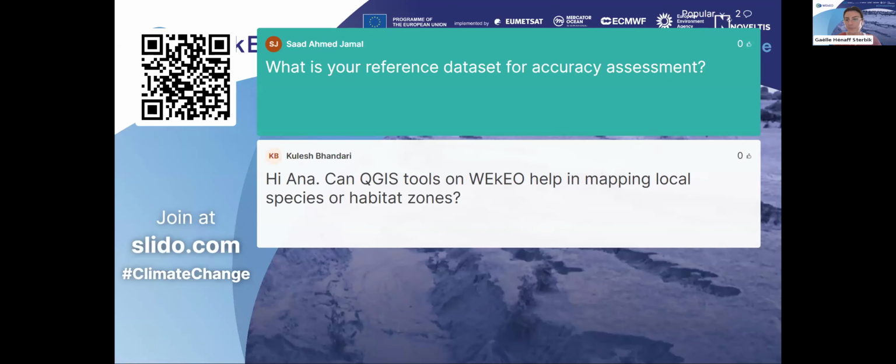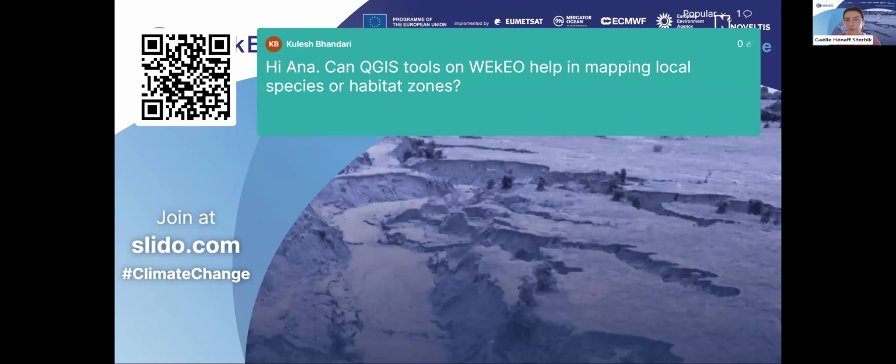Okay, thanks. Oh, and another question, can QGIS tools on WEkEO help in mapping local species or habitat zone? So concerning the tools available on WEkEO, you can try to do that on your side. I don't know concerning your project, Anna and Ines, if it could be replicated for species or habitat zone. Can you think you could use your project for that? Should I answer, Anna? Yeah.